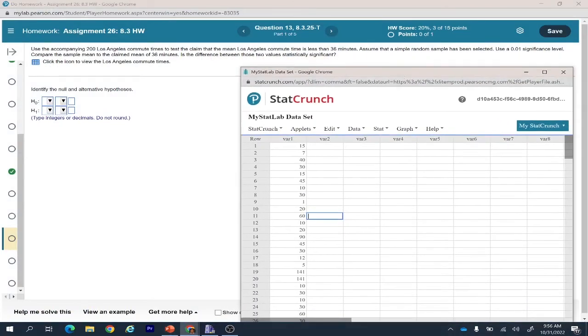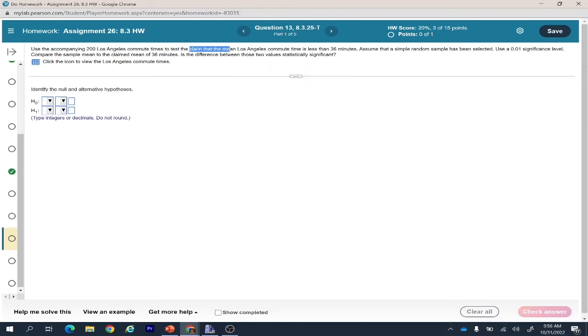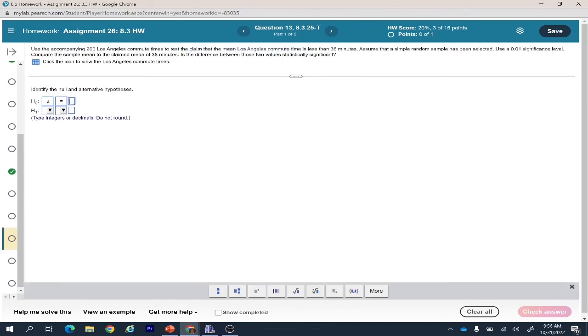So what is the goal here? The claim is that the mean Los Angeles commute time is less than 36 minutes. So the claim is the mean is less than 36 minutes. So the null hypothesis is equal to 36, and the claim is less than 36. That's the claim, less than 36. Always remember, the null hypothesis means equal, and the alternative hypothesis is the claim.